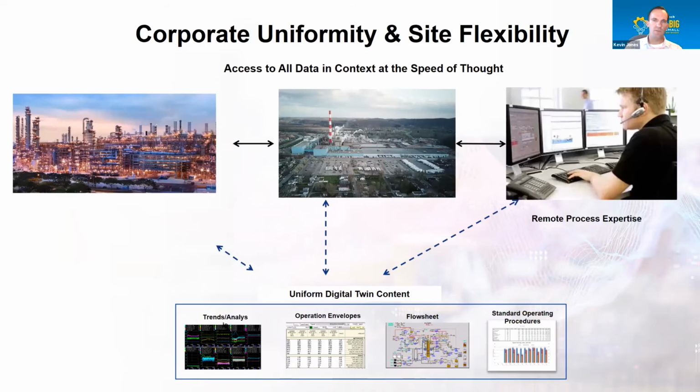One of the diagrams that we like to show when it comes to this is the idea where you have a couple of plants that have data associated to them, somebody who's supporting those plants as this remote process expert, and then a uniform set of content for each plant. In many cases, plants could have different sources of data, but a common set of content. So we talk about corporate uniformity and site flexibility. If sites have different data systems, that's fine, because we can plug into any data source without double storing the data. We can create that uniform digital twin content.